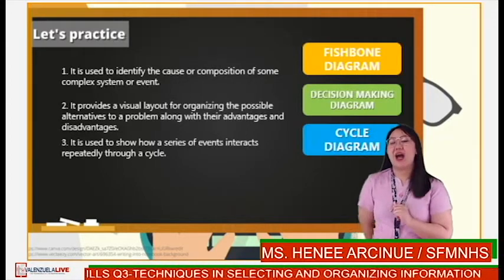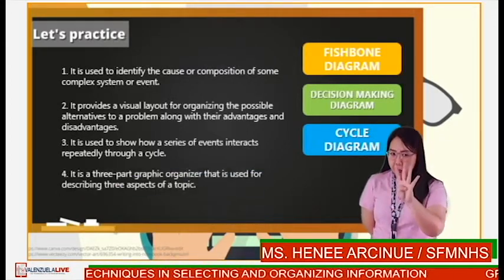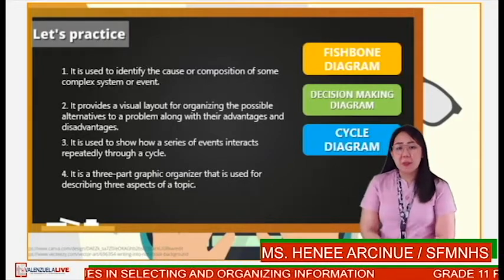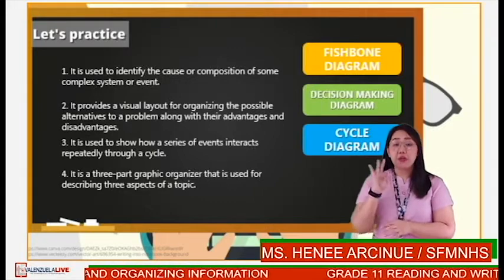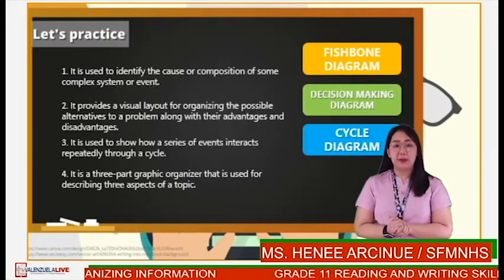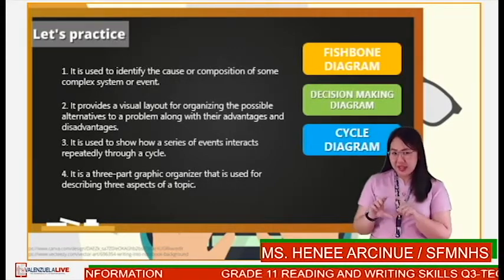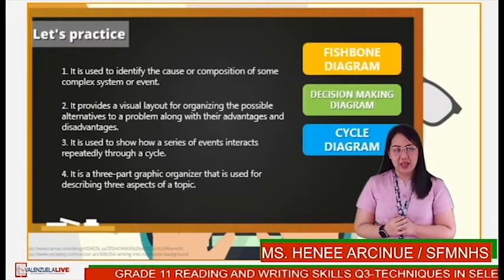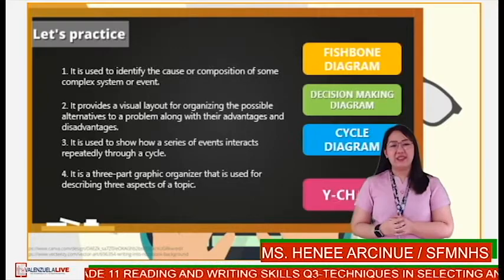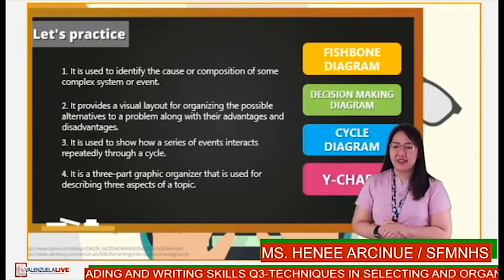cycle diagram. And lastly, for number 4, it is a three-part graphic organizer that is used for describing three aspects of a topic. Comment your answers in our comment box. Very good, students. It is the Y chart.